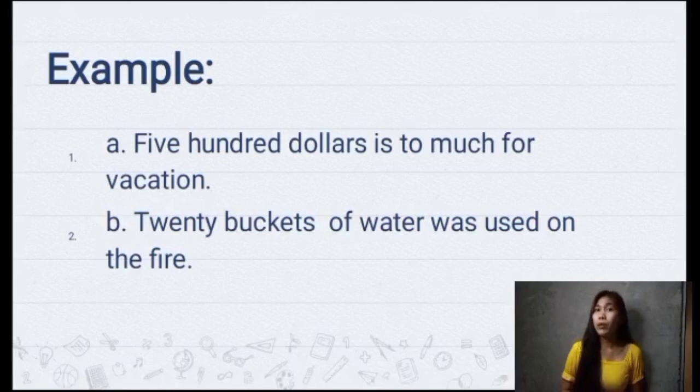Units of measurement should be treated as collective singular nouns. Thus, in the second sentence, the verb should be singular even if the noun buckets is plural. So whether you say $500 or 20 buckets, the verb should always be a singular verb. Always remember the rule in SVA number 4: for units of measurement, the singular verb is usually used.